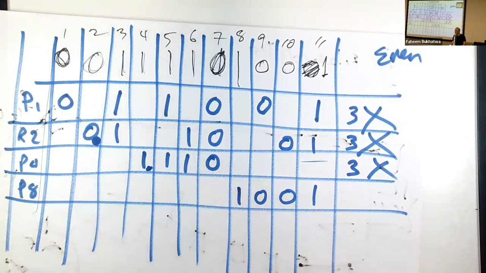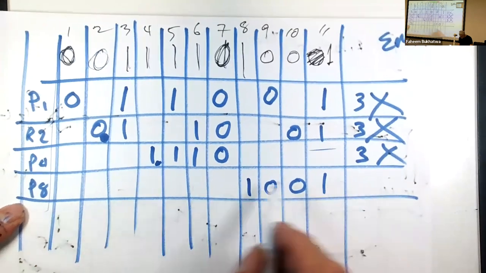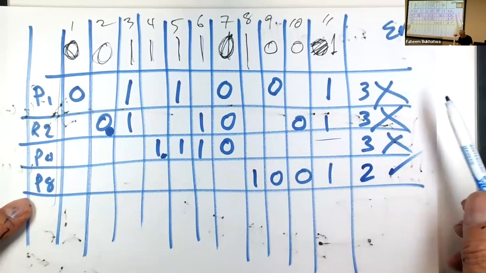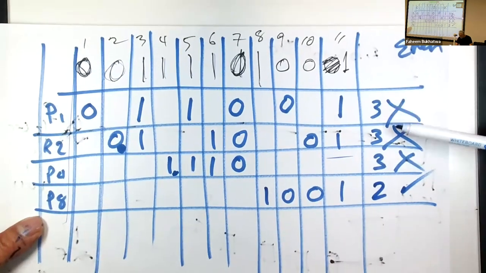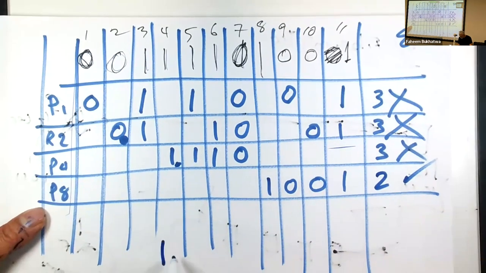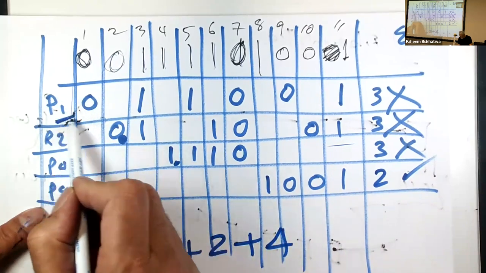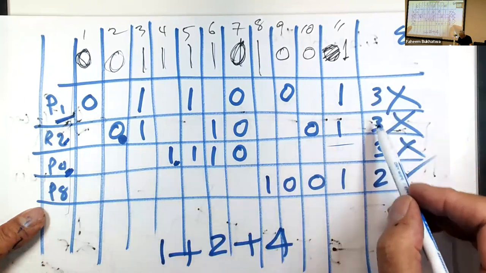Like from the table, you can see which groups or which bits are common to which groups. I don't know if you can spot it, but it should be quite clear. Now, let's finish this. P8 has a 2, which is an even number, which is okay. So now we have a problem with P1, P2, and P4. That's 1 plus 2 plus 4. This is the 1, 2, and 4, not those here that are written there.